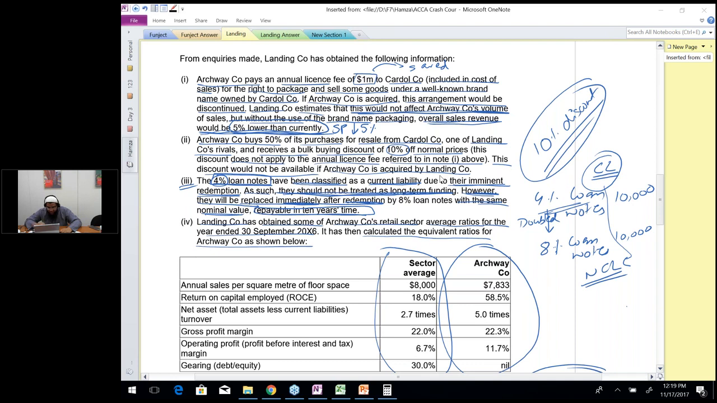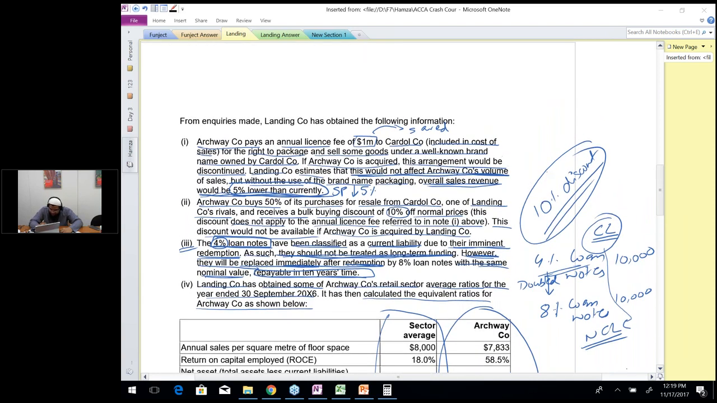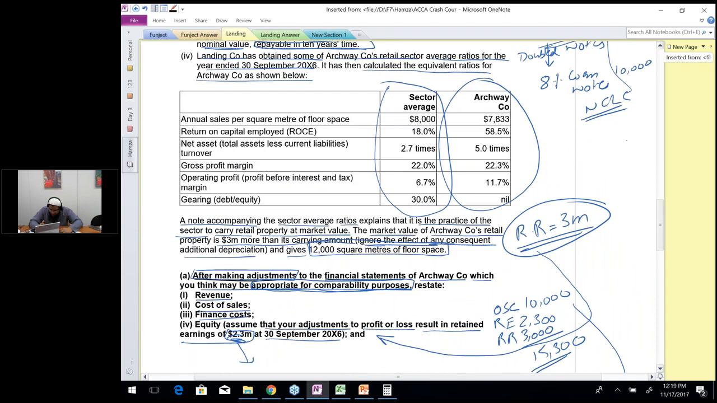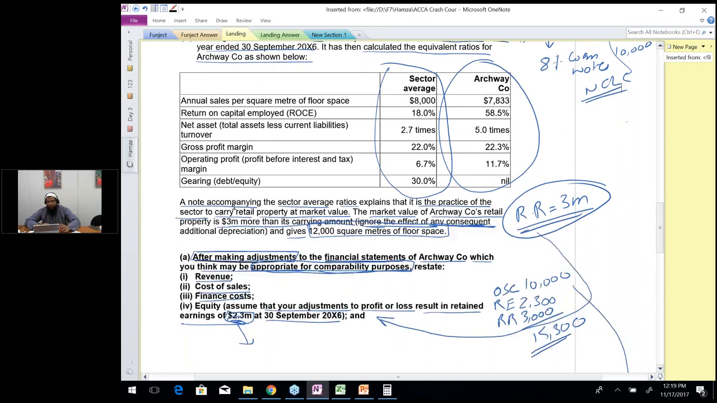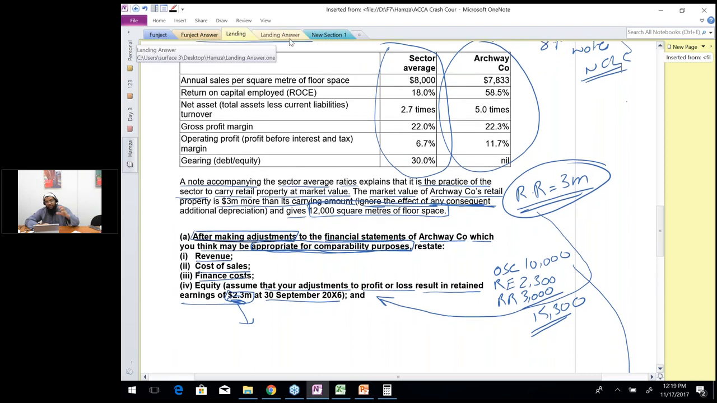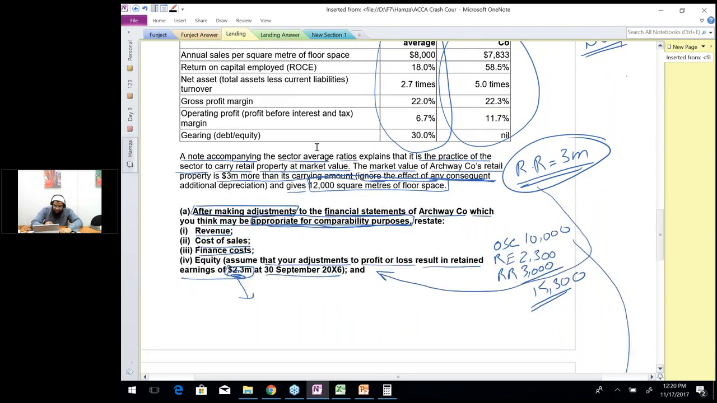Yes, depreciation on the revaluation has been ignored because the question has mentioned that we ignore the depreciation impact. Okay, good, Wenli, you have also understood it. The question had mentioned to ignore the effect of any consequent additional depreciation. So we are actually following the question and not what should be done according to us. So we have to follow the assumptions mentioned in the question. So now we are done with part A.